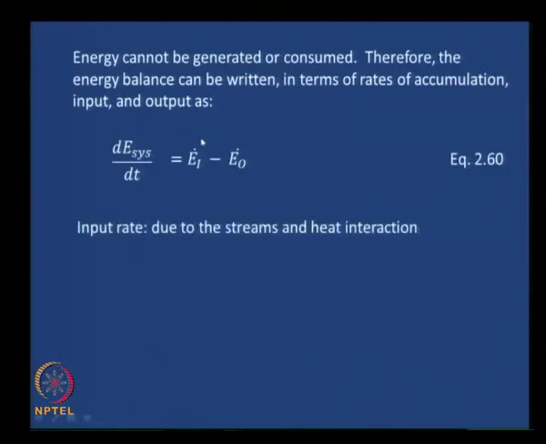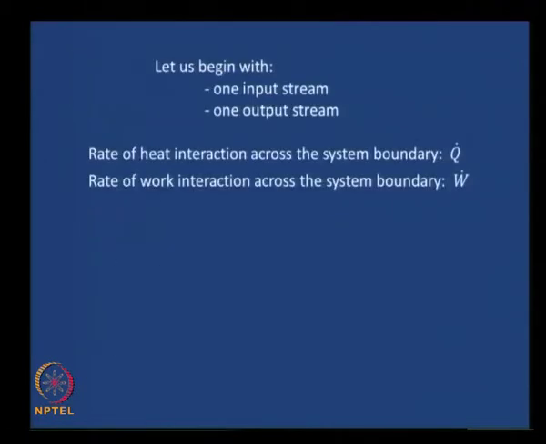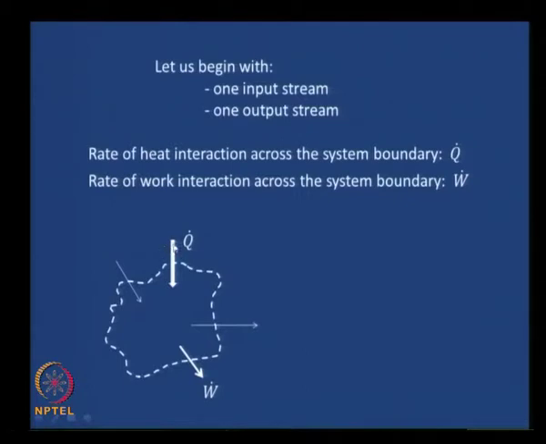If you look at the input rates for the system under consideration, let us take a look again at the system under consideration. The energy input could be due to the stream itself and the heat interaction in the system that we have written, which we have started to consider. That is, it has one input stream, one output stream, and energy interaction of heat interaction of Q and a work interaction of W, or the rates of that as Q dot and W dot.